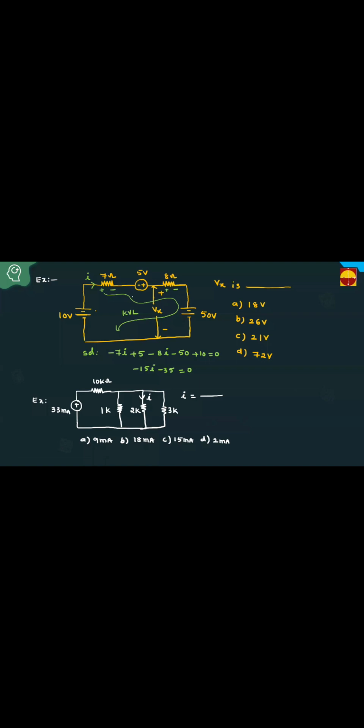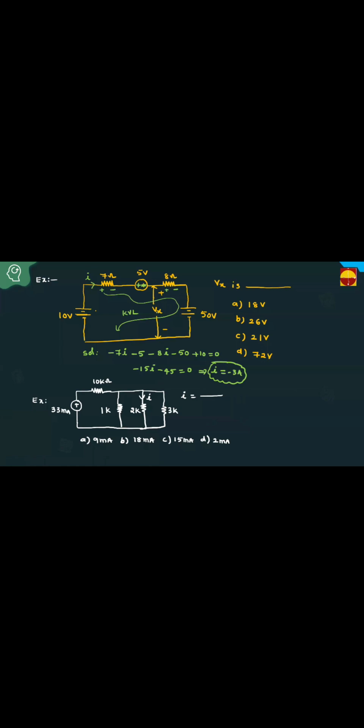So this is plus minus, please correct it. This is plus minus. To do this, what you can get? Minus 5. Now simplify this. This is minus 45. Then what is I? I equal to minus 3 amperes.